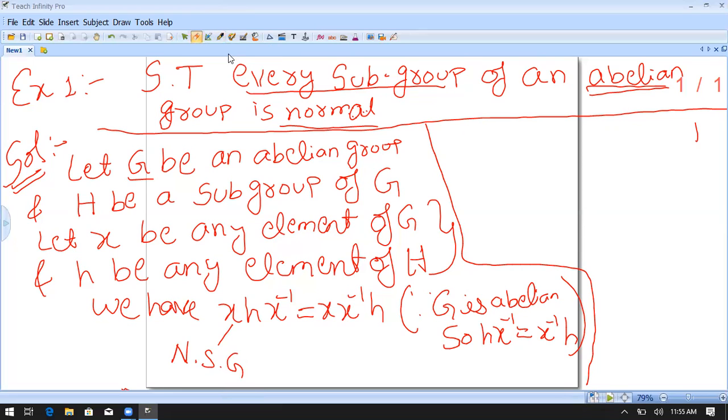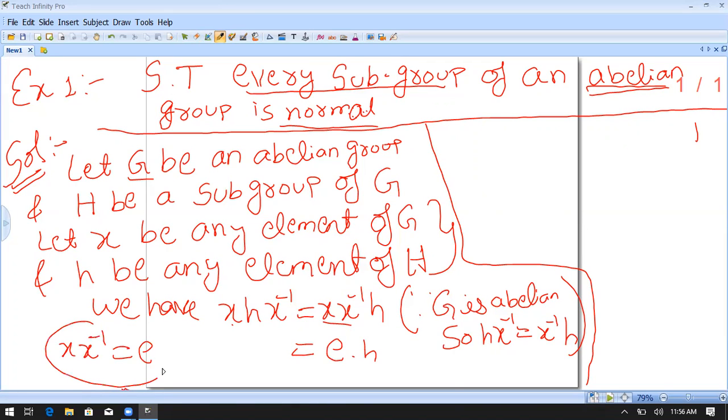Next, x and x inverse gives another value, e into h. By the properties of groups, x x inverse is equal to e, and e is equal to 1. Therefore we get 1 into h, which is directly h. So this small h belongs to capital H.